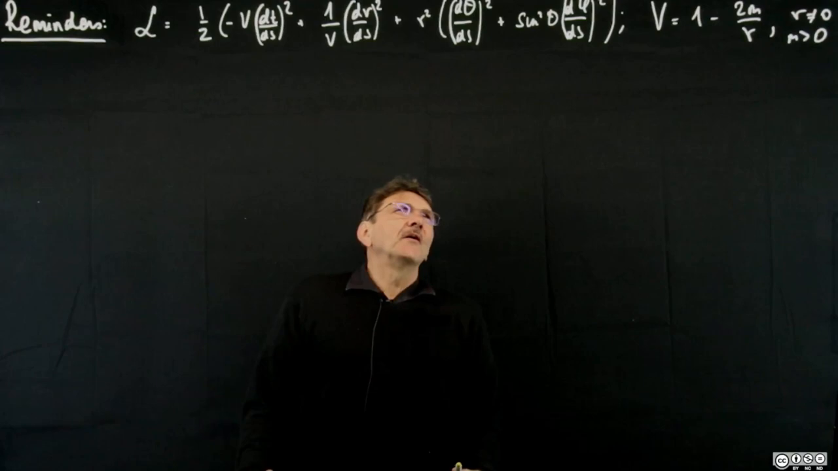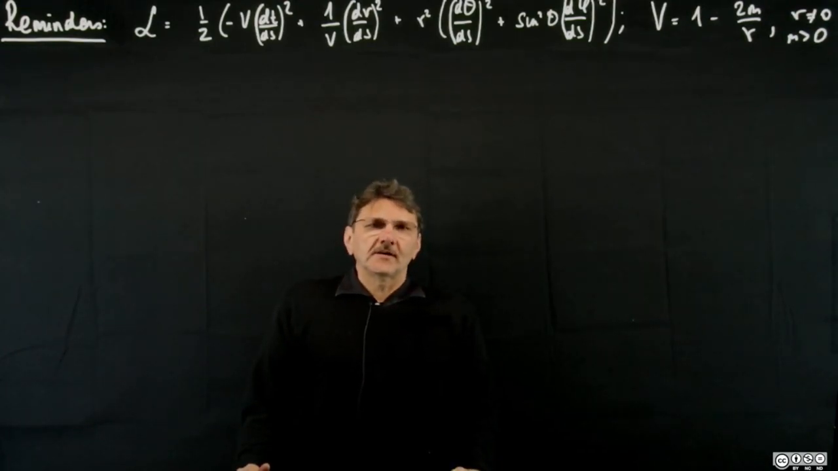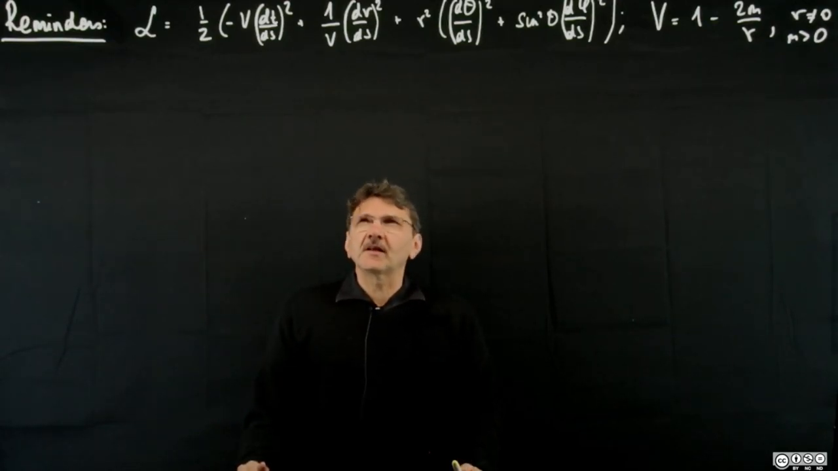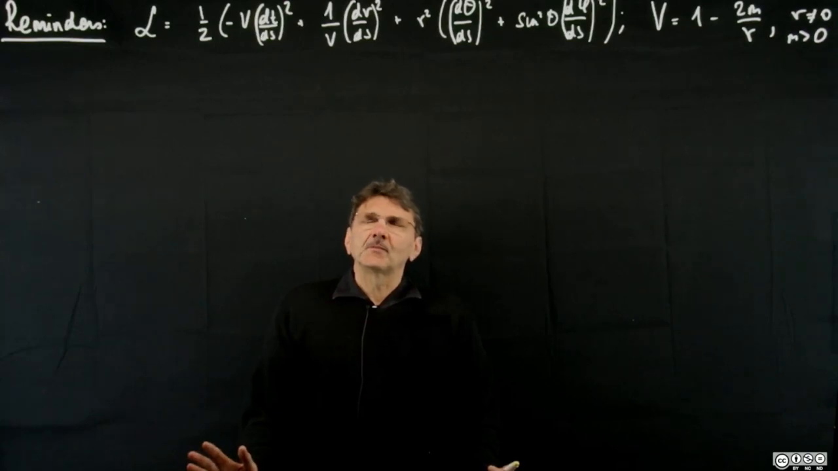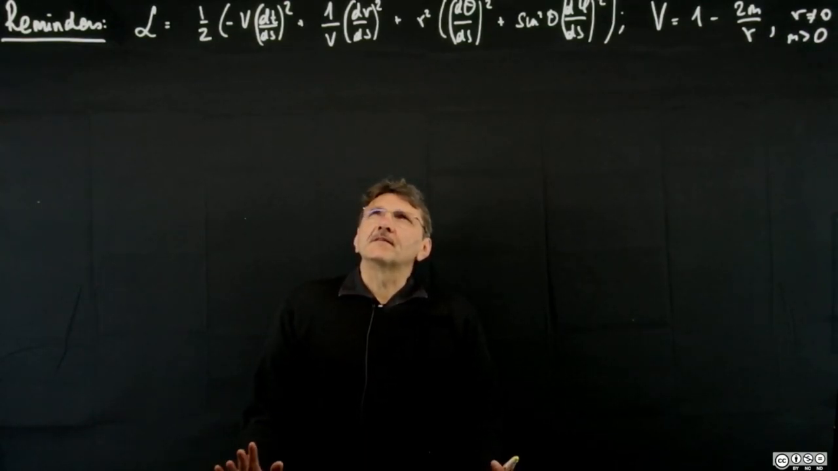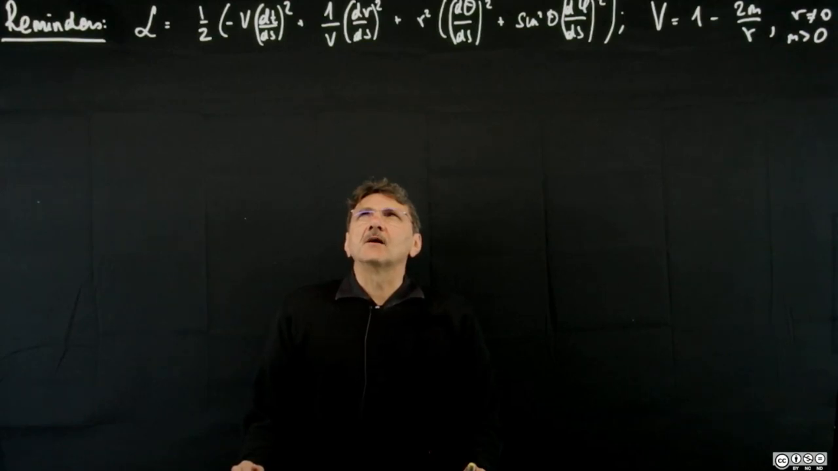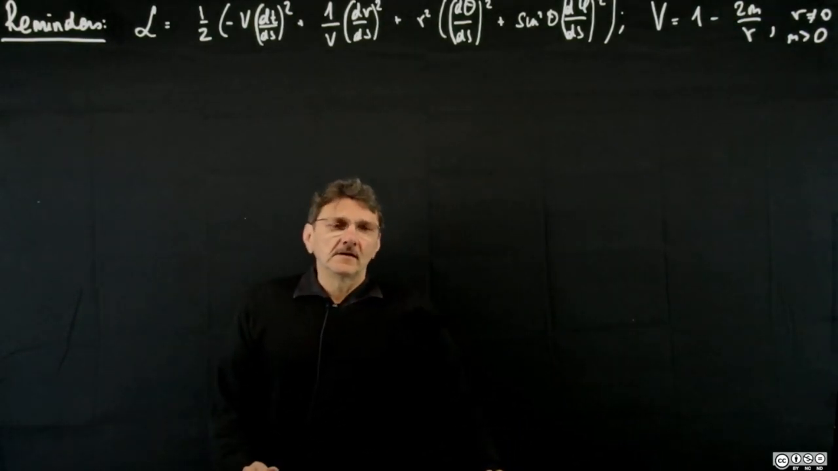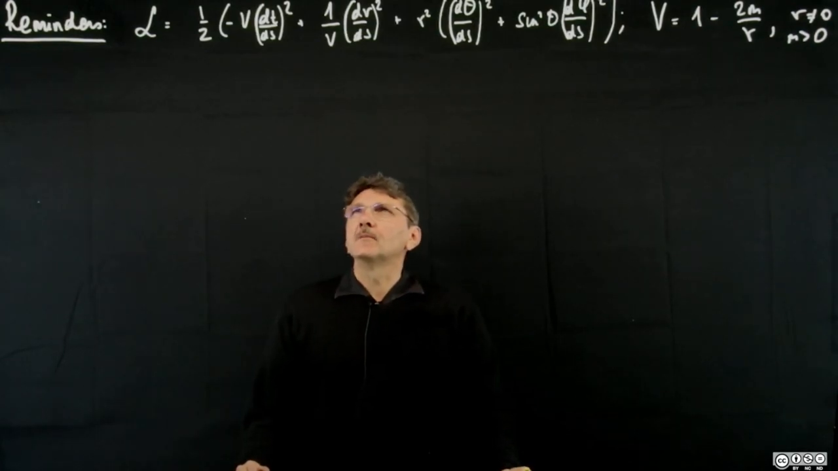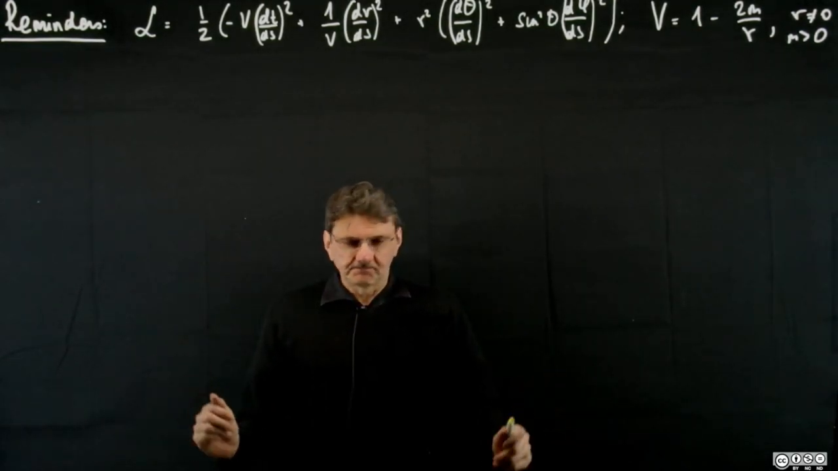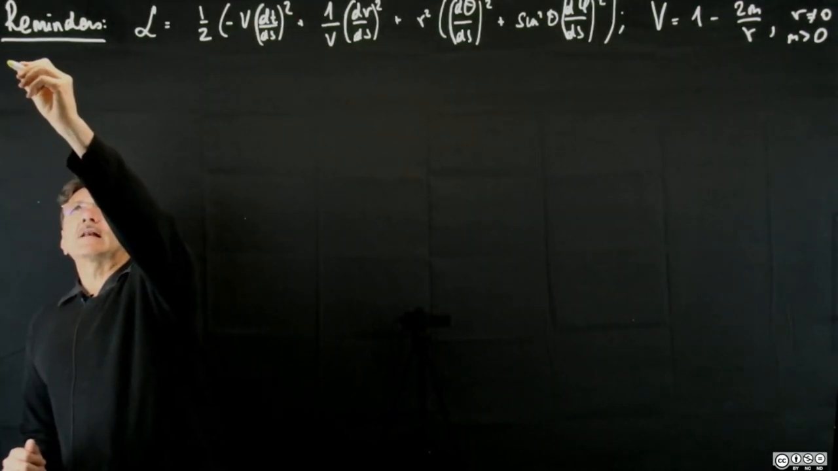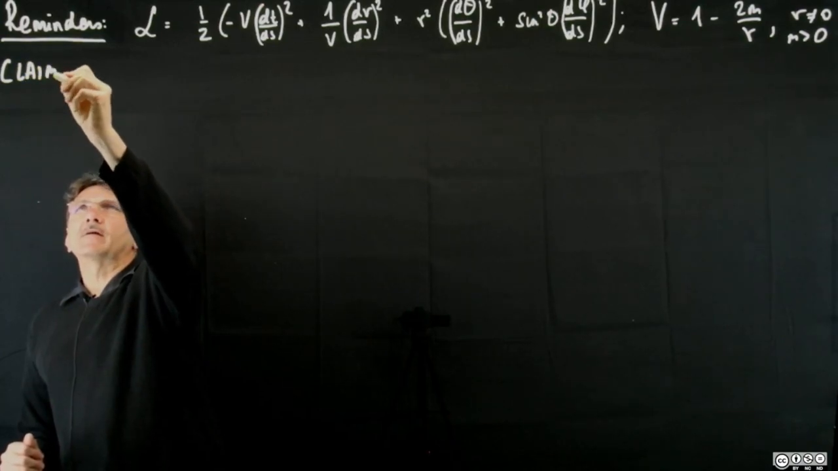So, we would like to understand geodesics in the Schwarzschild metric. What's the point? Well, for instance, we think that the Schwarzschild metric might well describe our solar system. So, M here would be the mass of the sun, and the motion of planets would be geodesics in this metric. So, let's see if this works. Our first claim was that the motion is planar.